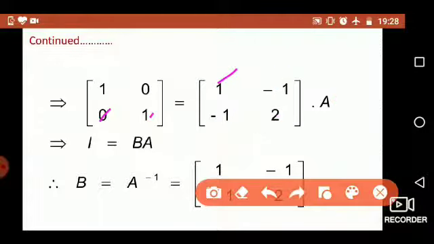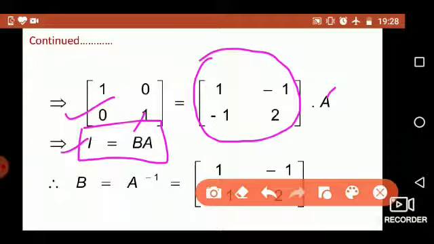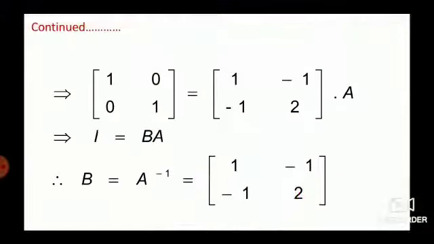If you look at the above equation, on the left hand side we have the identity matrix I. Once we get the unit matrix on the left hand side, then the right hand side matrix will be called as matrix B, into A. Therefore, we have come to the conclusion that I is equal to BA. Therefore, B is nothing but A inverse, and the inverse of matrix A has elements 1, minus 1, minus 1, 2, which is the inverse of a square matrix.